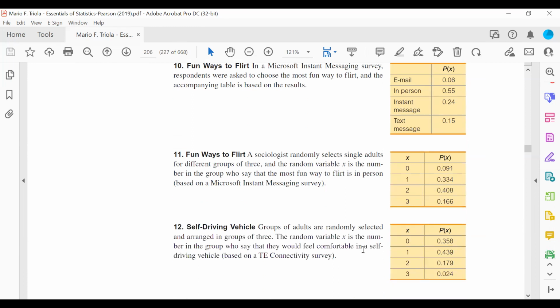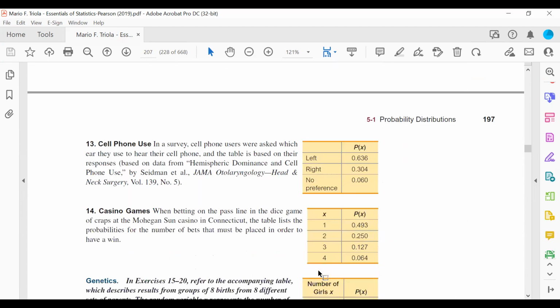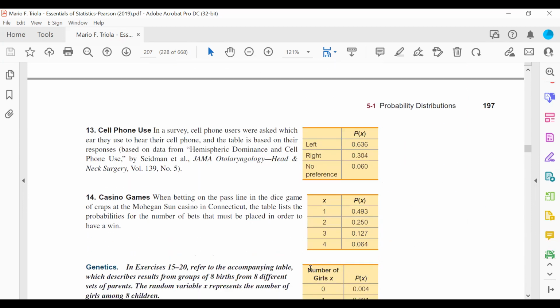Try 11. Try 12. What's wrong with 13? Same thing for 13. I'm not going to even bother adding and checking all your P of X. My X column are incorrect. All right. And then try the other ones. That's all you have to do. All right. Just test the table.